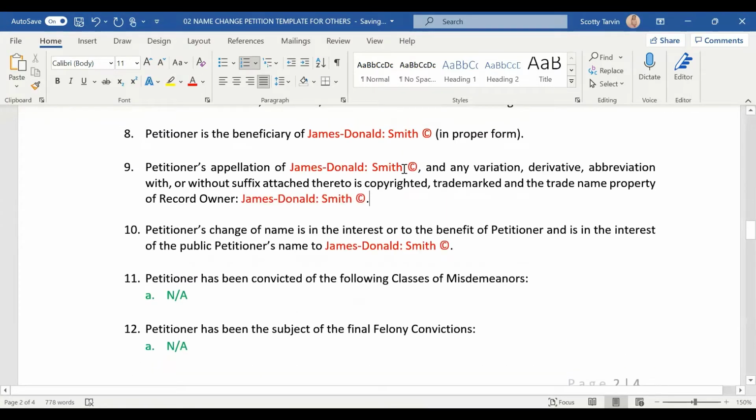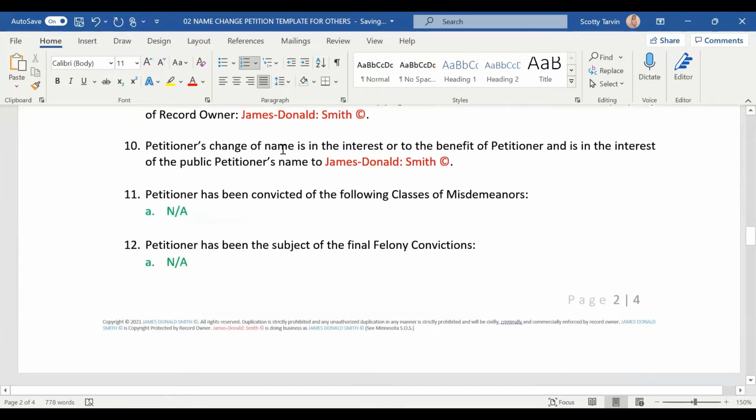So it doesn't matter how this name is spelled, written out, whether it's all capitals, all lowercase, any variation, derivative, abbreviation. It belongs to you, and you're making the record of it. Petitioner's change of name is in the interest or to the benefit of petitioner and is in the interest of the public.